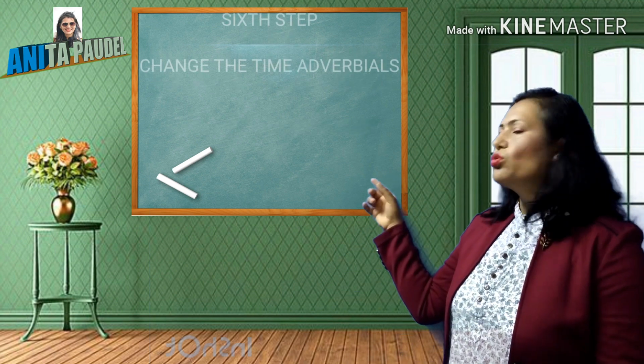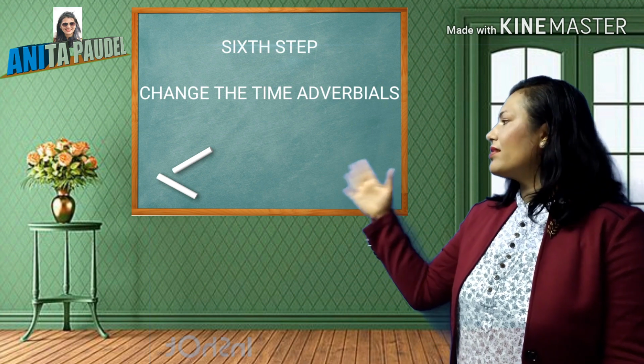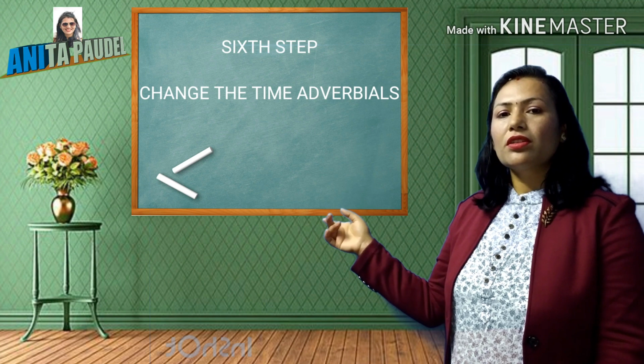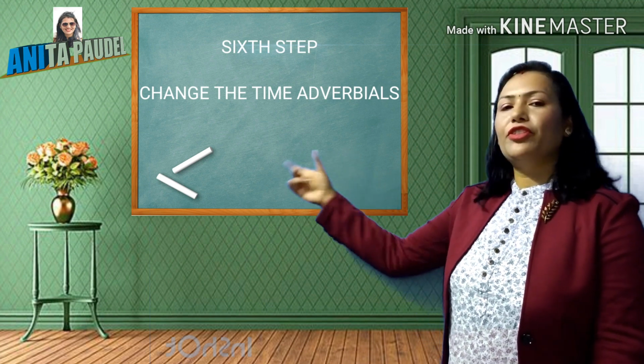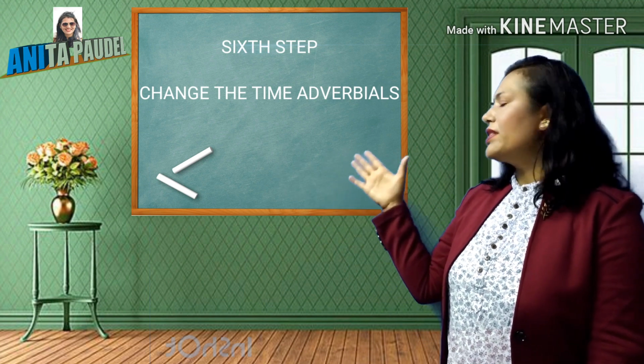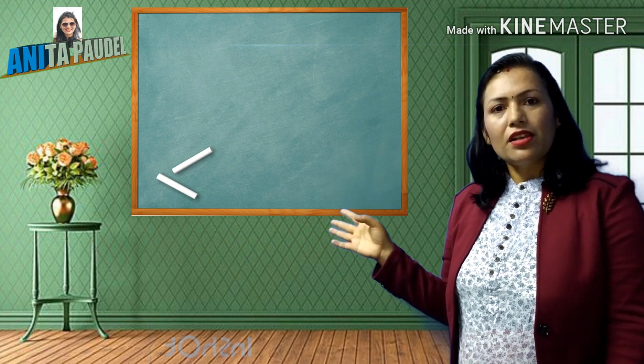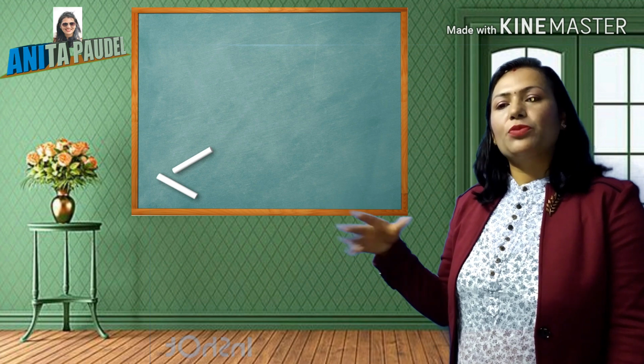Now, let's go through the last step, that is the sixth step in converting the direct into indirect speech. It is change the time adverbials. Basically, every sentence may not contain it, but if the sentence contains those time adverbials, then we need to also change them as per that.